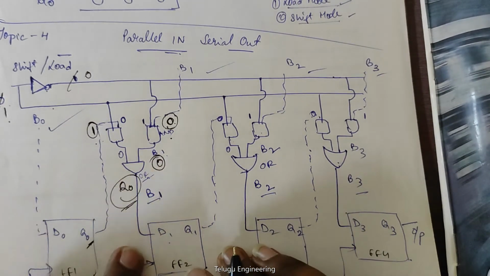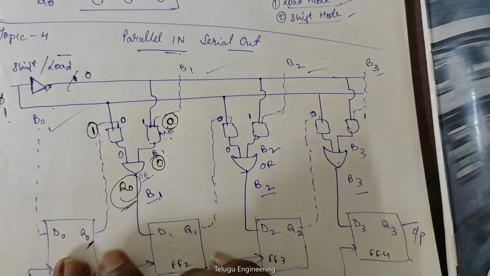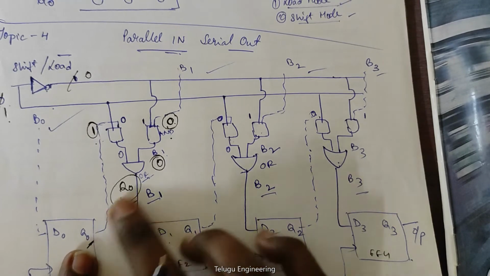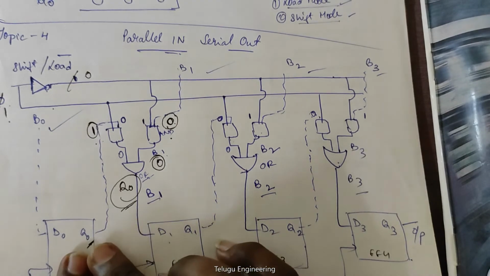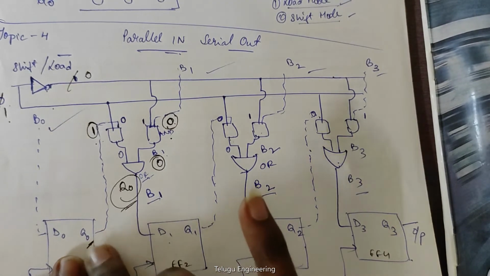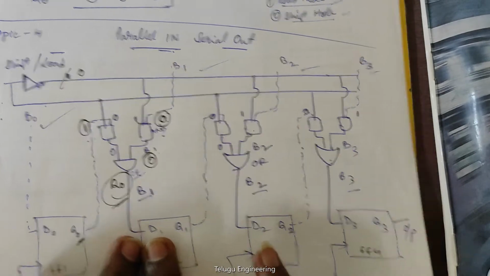Okay, so this Q0 is given for your input. That means the output of the first flip-flop is given as the input of your second flip-flop. That's what happens. The output of your first flip-flop is given as input for your second flip-flop.